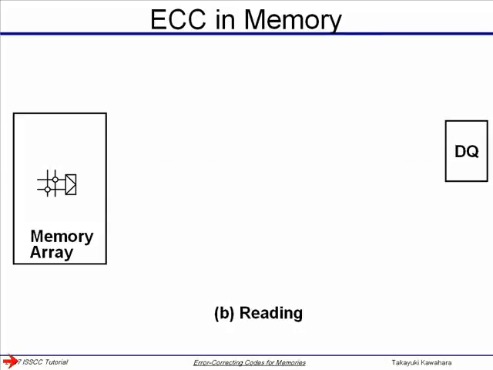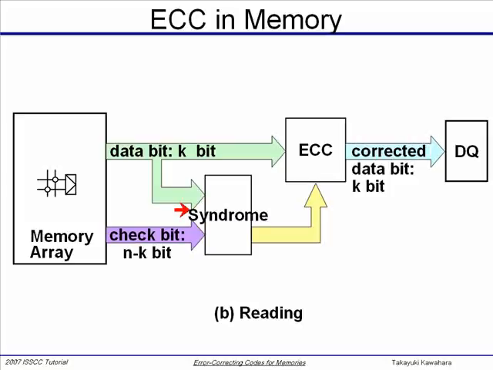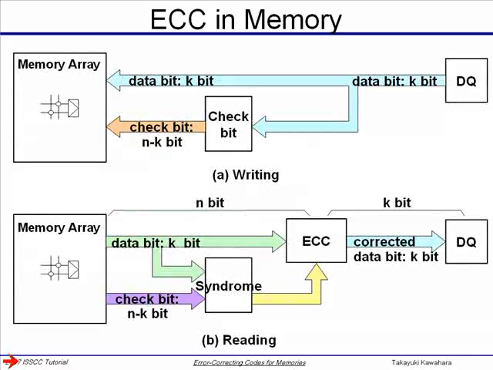And for the reading, we read out the N bits from the memory cell. So the K bits are the data bits. Of course, at this time, both may be communicated with the error. So we can calculate the syndrome in many ways, Hamming or HV parity, such things. Using the syndrome data with the original data, we can identify the error bit and recover the corrected data. So that is the mechanism in ECC memory.